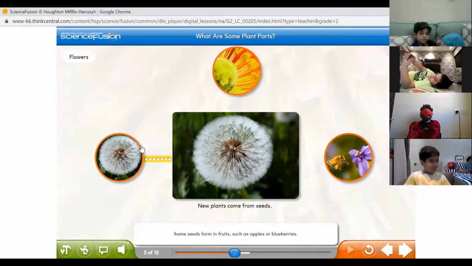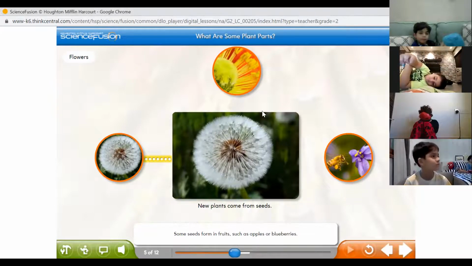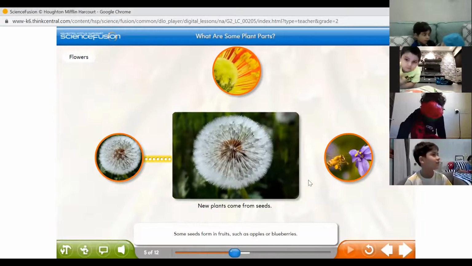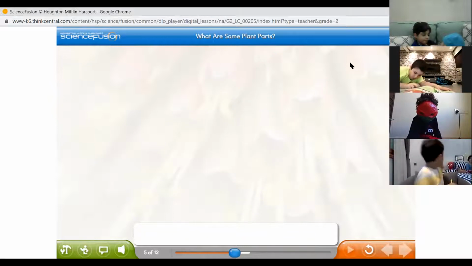Okay, so once the flower gets pollinated, what happens? The seed will start to grow. It's just like an egg. If you put it in soil, it will grow and make a new plant. But some other seeds, you can find inside a fruit, just like in apples or cherries.